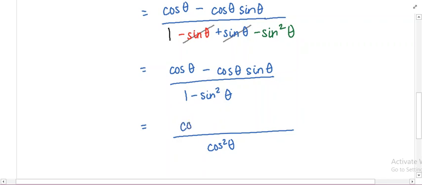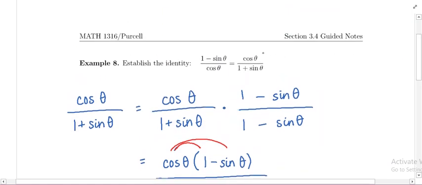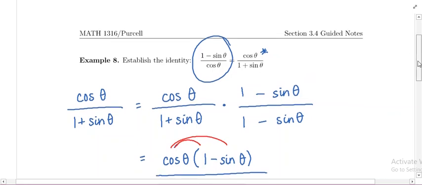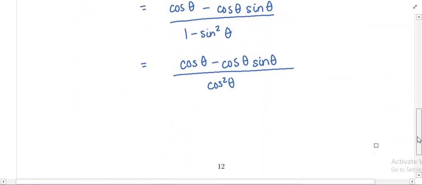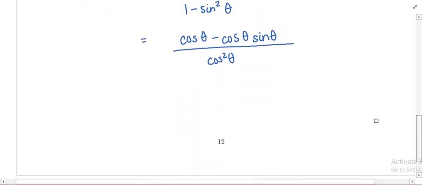The top has cosine of theta minus the cosine of theta times the sine of theta, okay? So now would be a great time to go back and check to see what we're trying to get, okay? So if we go back up here, remember we started with the right side, so this is what we're trying to achieve. 1 minus the sine of theta over the cosine of theta, okay? At where we are right now, we have a cosine squared in the bottom instead of just a cosine, and we also have cosines present in the numerator, and we shouldn't, okay?